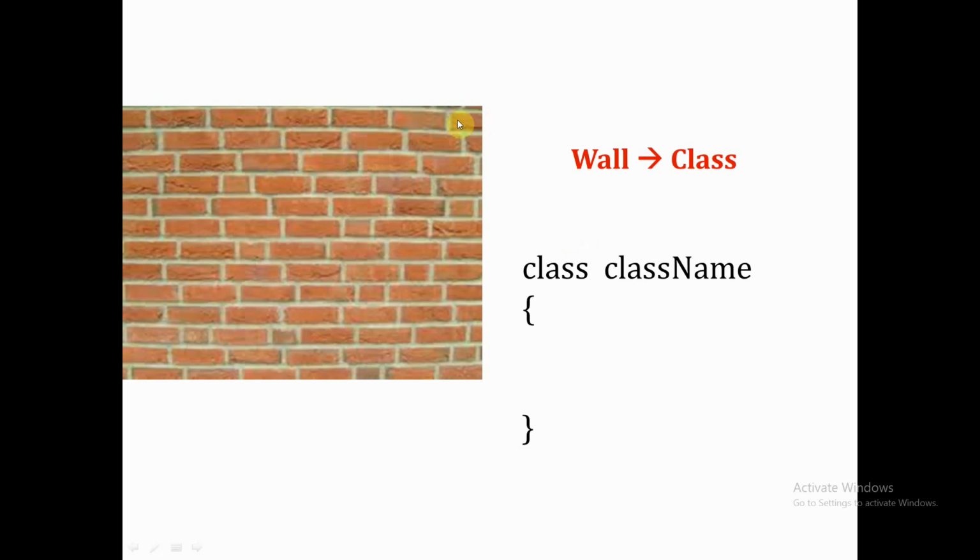The next important thing for our house is the wall. The wall is a boundary for our house, and whatever we have for our house will be inside the walls of our house. Same way, for Java programming, we have the class as our boundary. What is the syntax of the class? The keyword class and the class name, and then we have the curly braces. This curly brace specifies the boundary for our class.